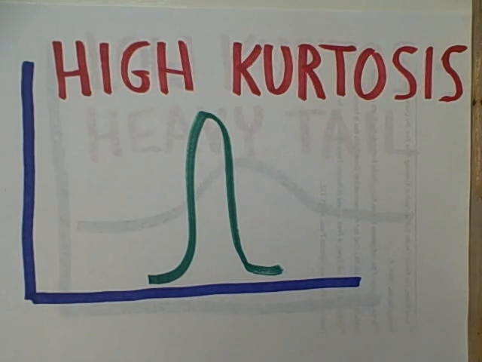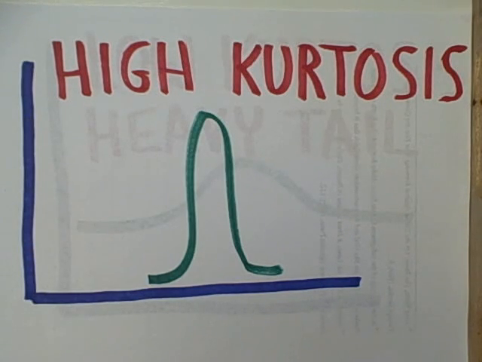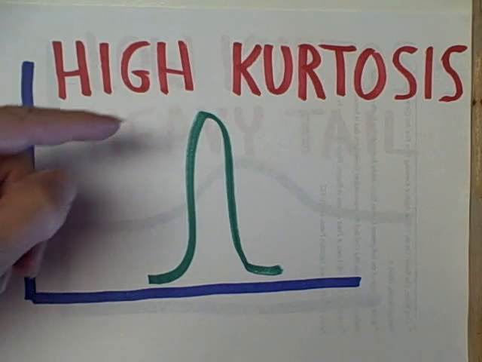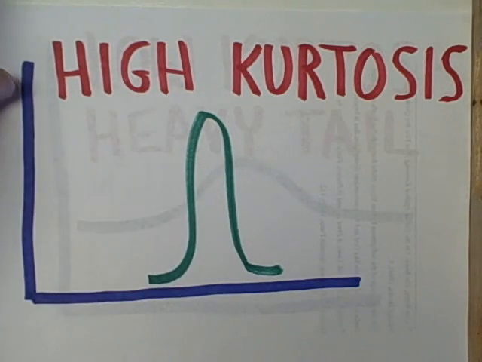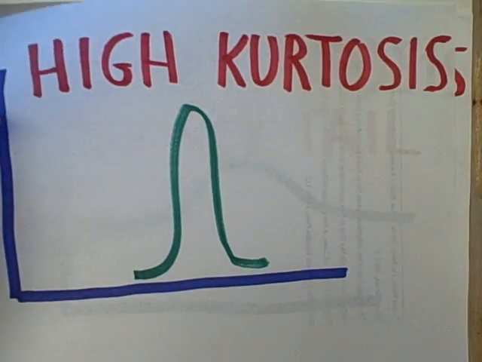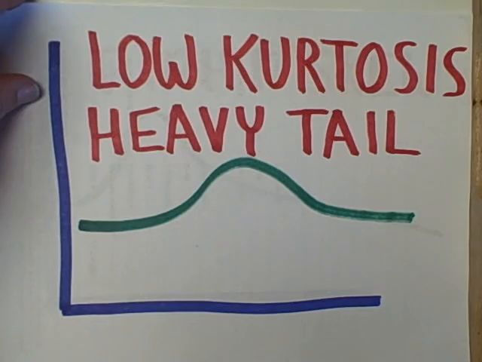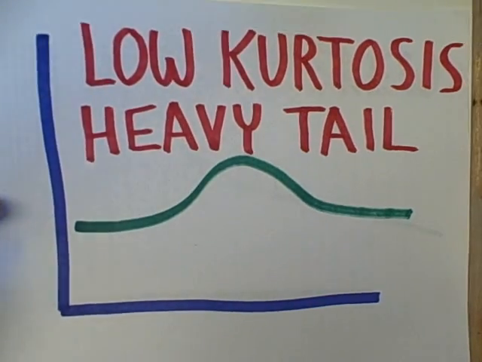This is a Gaussian curve, but it has extremely high kurtosis. One big hump in the middle and then two very small tails. This would be the opposite of that. This curve would also meet our Gaussian criteria, but it's called heavy tails because it has low kurtosis.